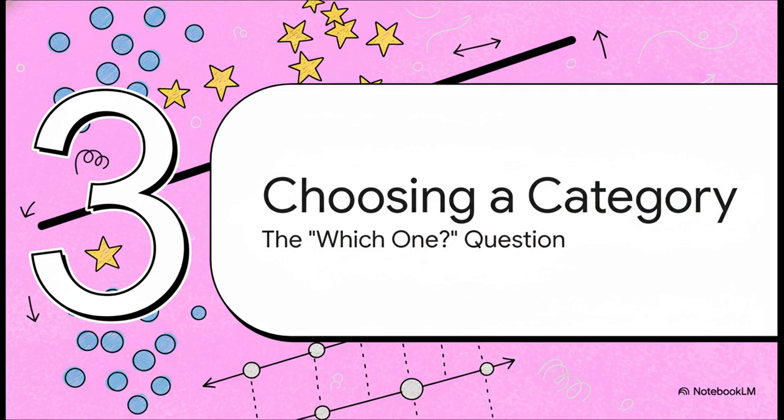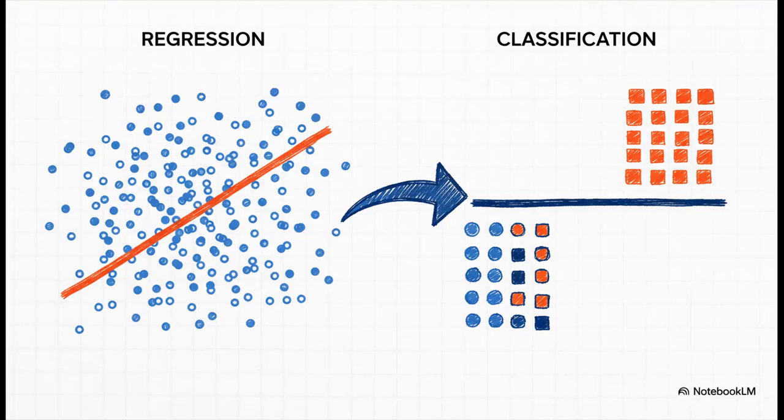Okay, so that's how we predict a number. Pretty cool. Now let's switch gears and see how we answer that other question, the which one question, with classification. The really important thing to get here is the change in thinking.